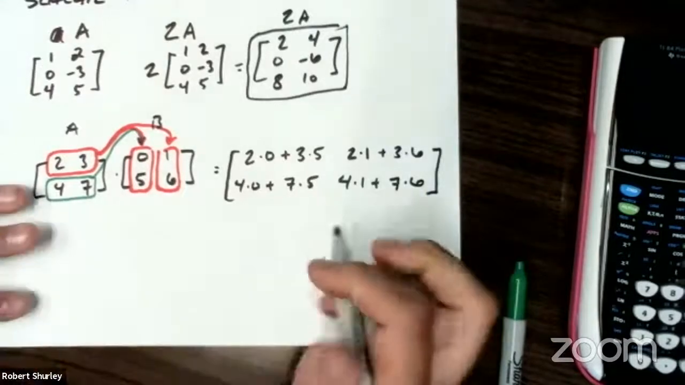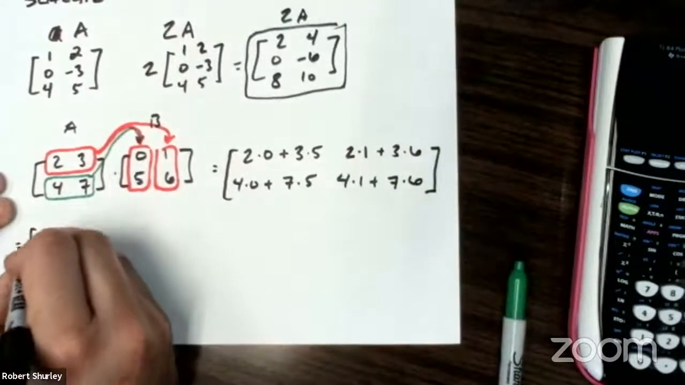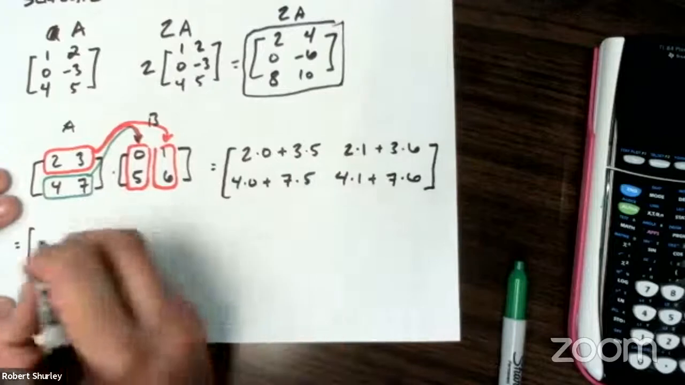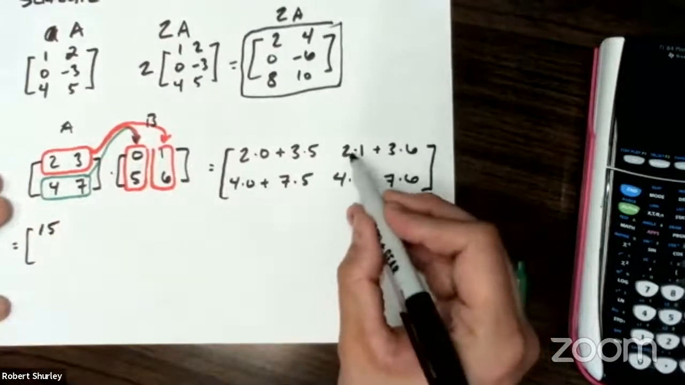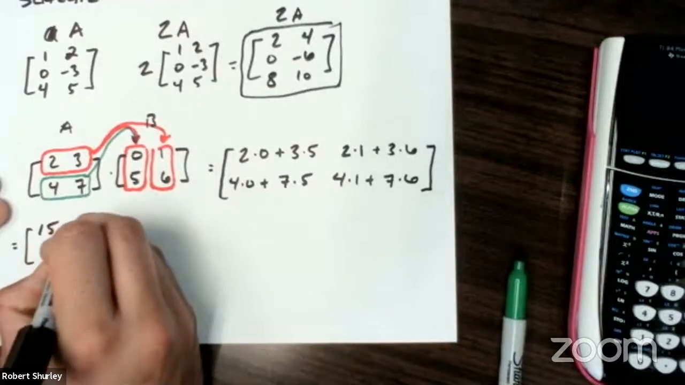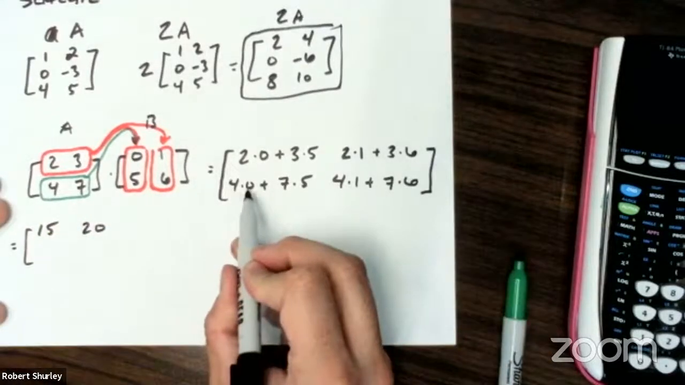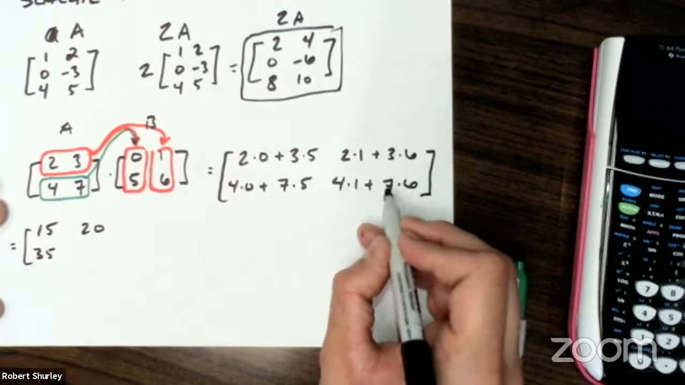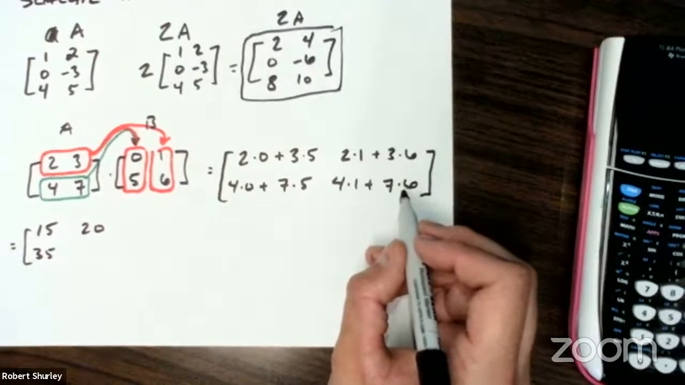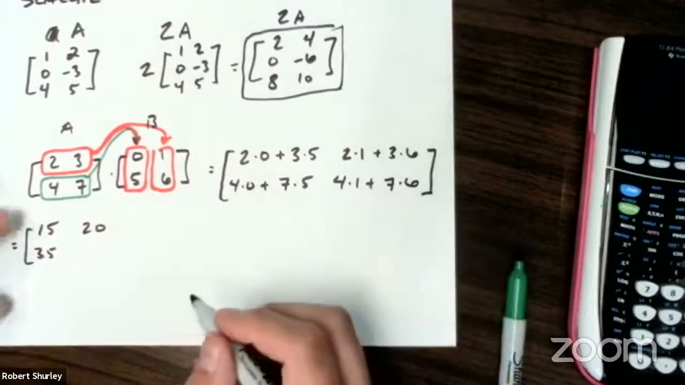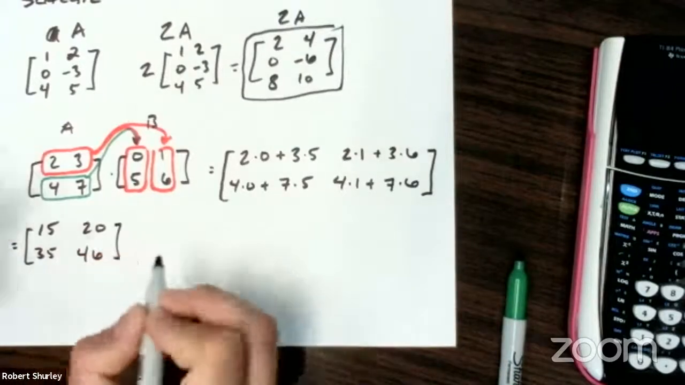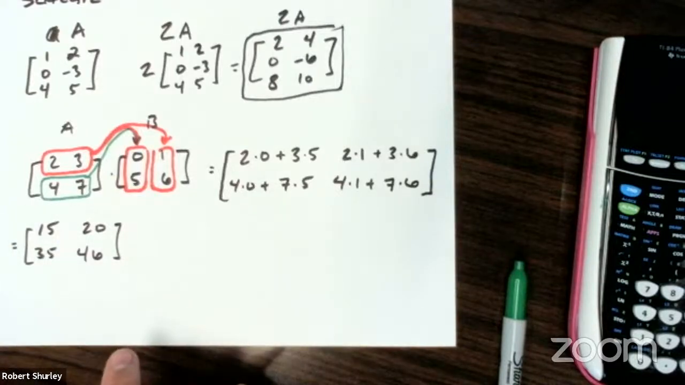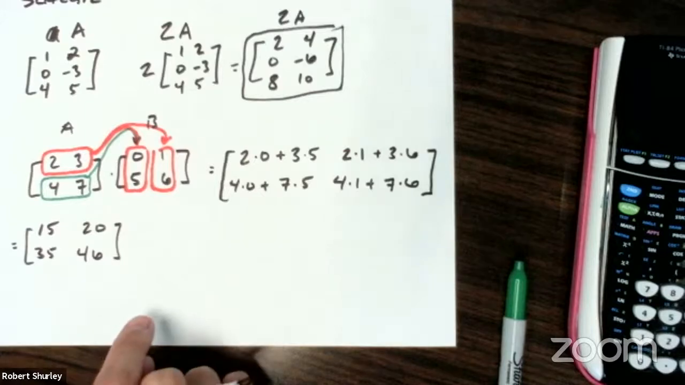And now we've just got to do the basic math going on here. Okay, so let's see. This first position, 2 times 0 is 0, plus 3 times 5 is 15. So 15. The second one, this would be 2 plus 18, right? So 20. 4 times 0 is 0, so 7 times 5, 35. And then 4 times 1 is 4. And then 7 times 6 is what? 42. So that's going to be 42 plus 4, 46. Okay, and there we have our matrix after we multiply this matrix together. Pretty cool stuff.